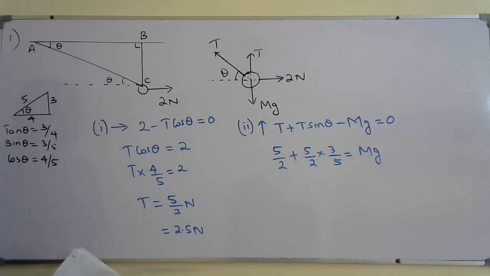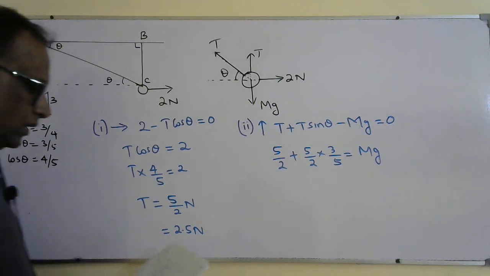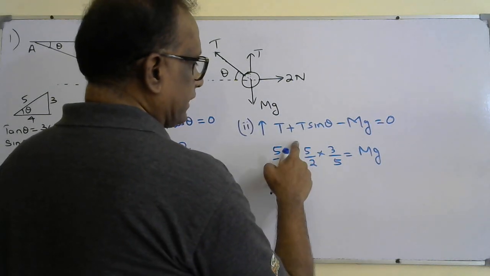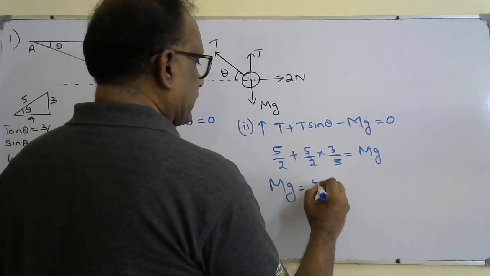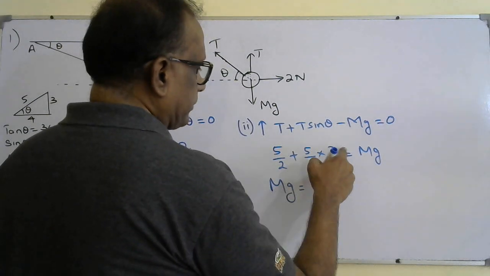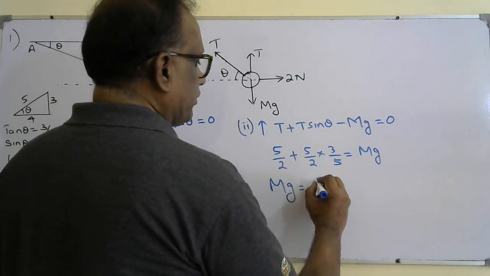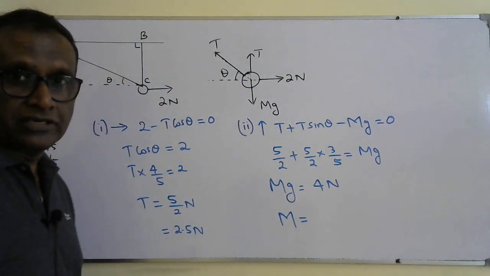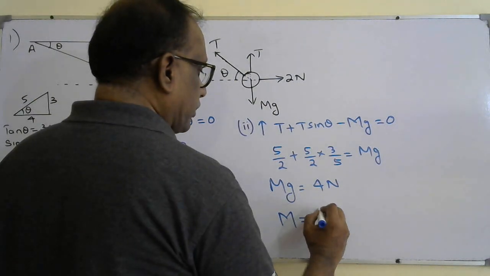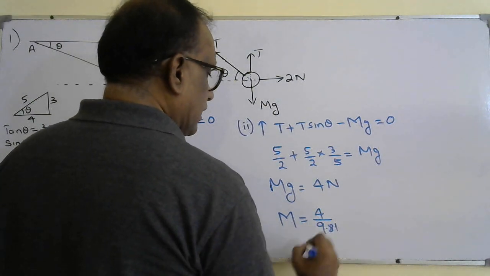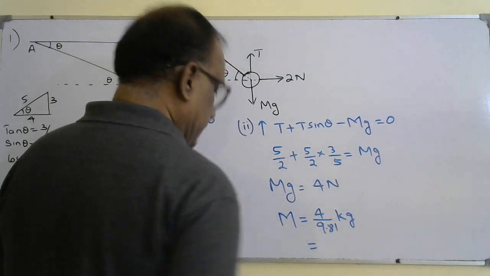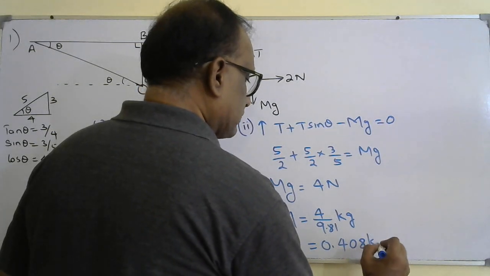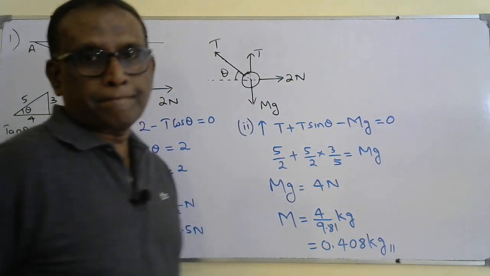Solve this one. You will get mg equal to, 5 will get cancelled, 5 by 2 plus 3 by 2, that is 8 by 2. So that is going to be 4 Newton. I need to find m, not mg. Mg is the weight, in Newton. Divide 4 Newton by 9.81, that is the g. You will get it in kilograms. So that will be equal to 0.408 kilograms. That's the answer for m.